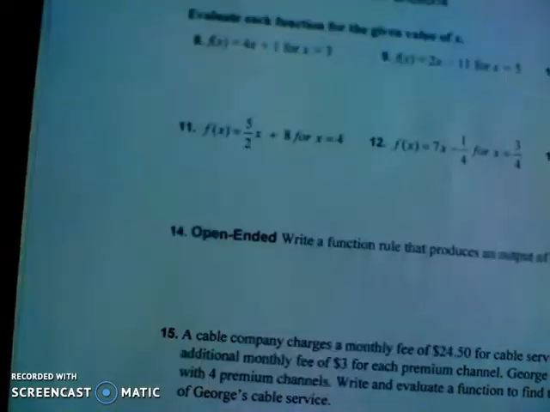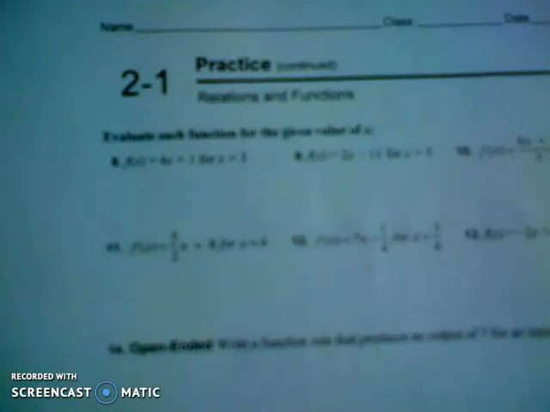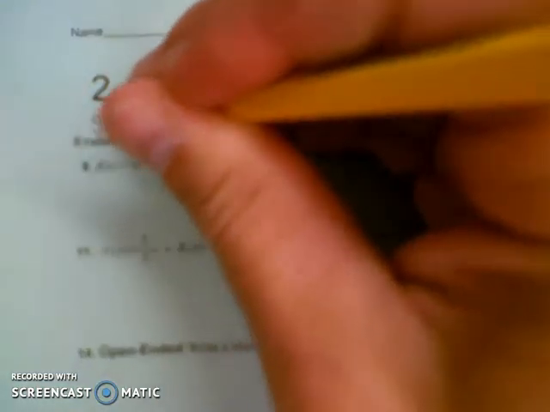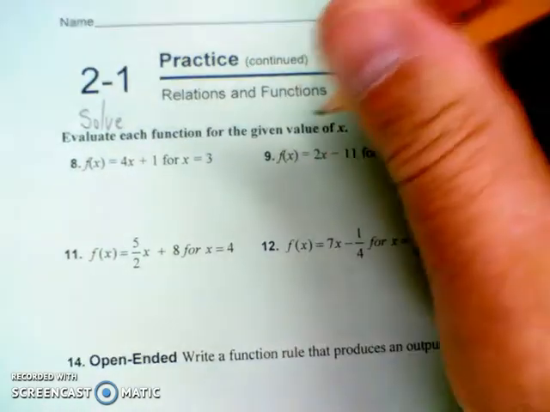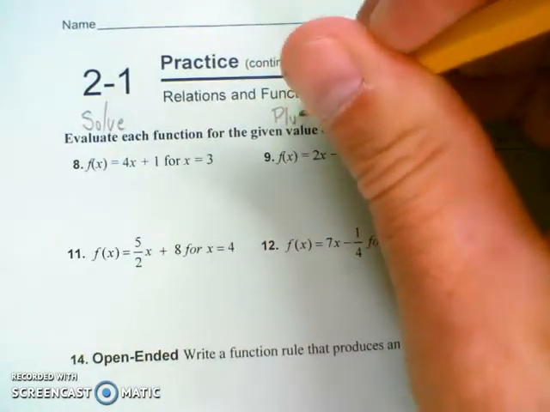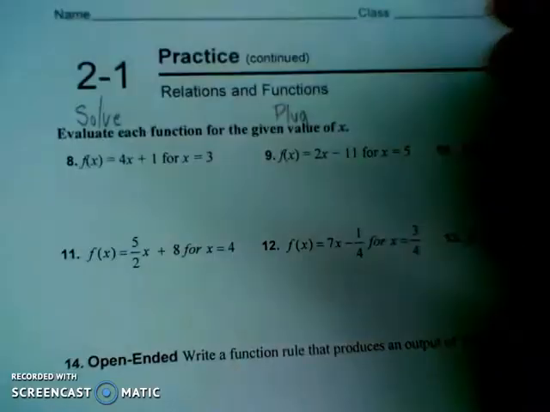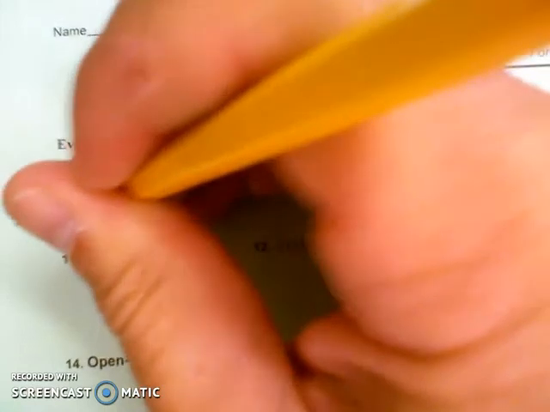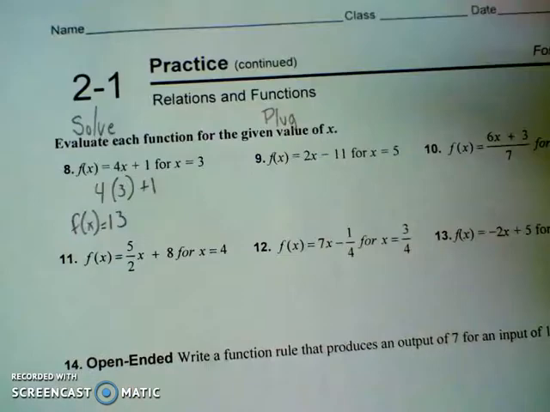All right. Number 8. Evaluate each function for the given value of x. So you're just going to plug these in. When it says evaluate, which means solve, and the given value means plug, you're just going to plug them in. So x is 3. So I'm going to rewrite this by plugging in 3 for the x. So 4 times 3 is 12. 12 plus 1 is 13. So f(x) equals 13.